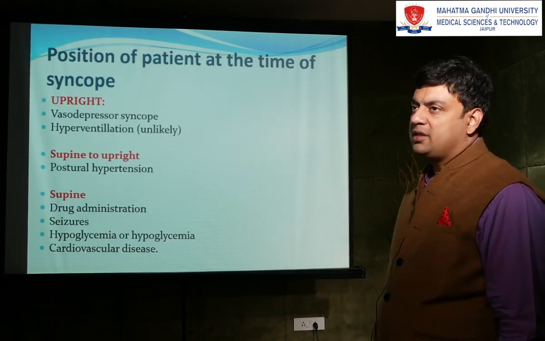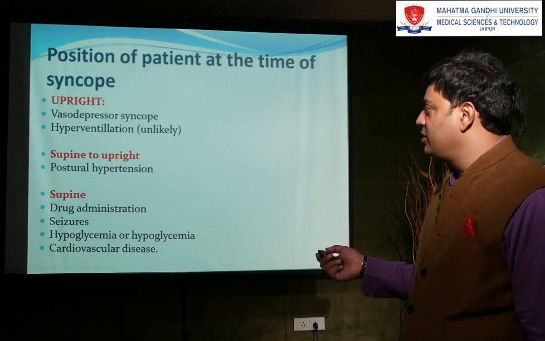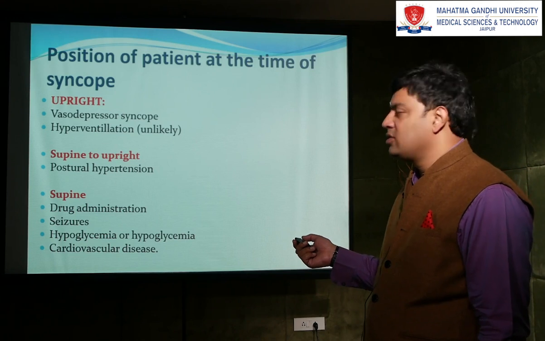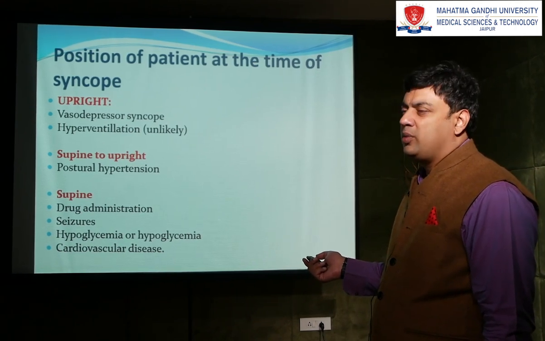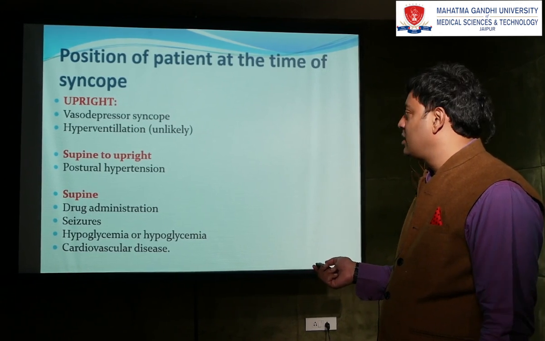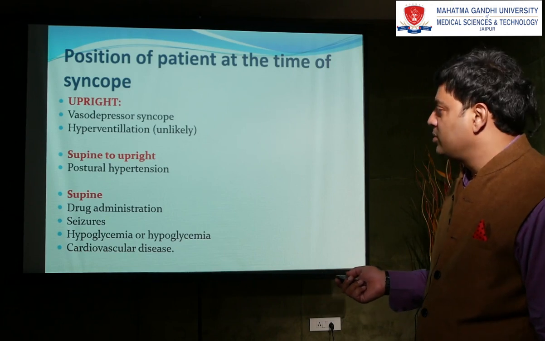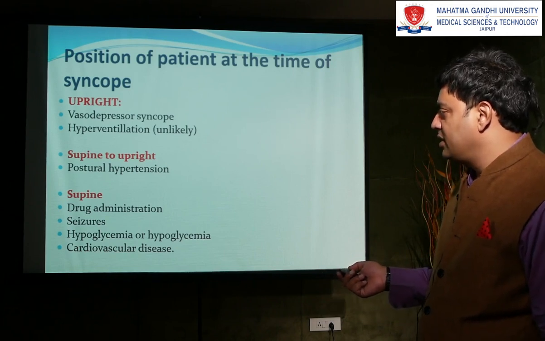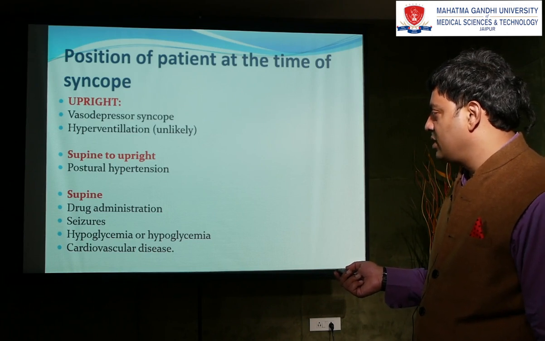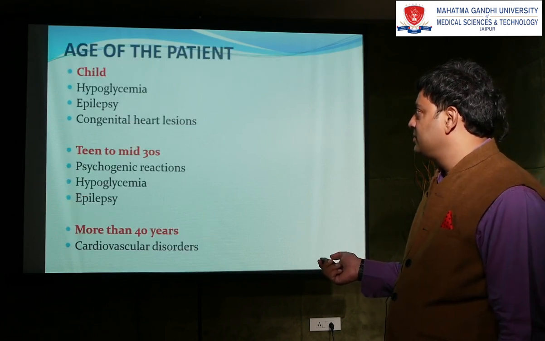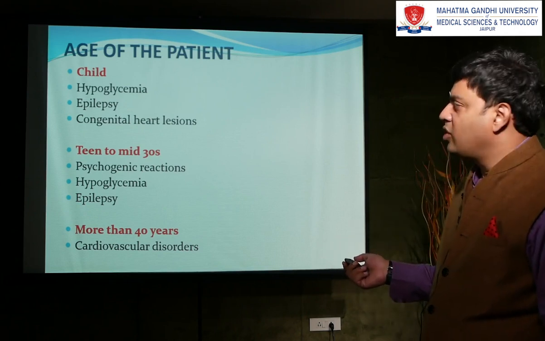So position of the patient at the time of syncope. If it is upright, you most probably have a vasodepressor syncope, or hyperventilation, unlikely. In supine to upright, if a patient gets a syncope, it is postural hypotension. In supine, if a patient has syncope, it is most commonly drug-related emergencies or seizures, hypoglycemia, and cardiovascular disease.